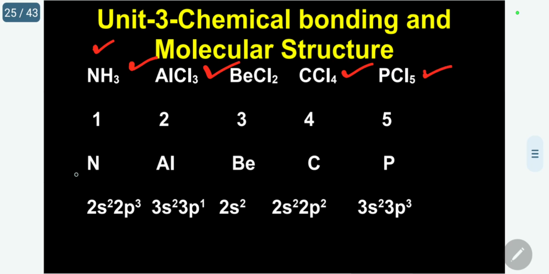Coming to the nitrogen atom, the electronic configuration is 2s2 2p3. Here the 3 unpaired 2p electrons are involved, so 3 bonds are formed, and 1 lone pair is present.